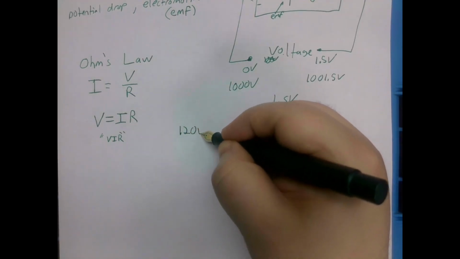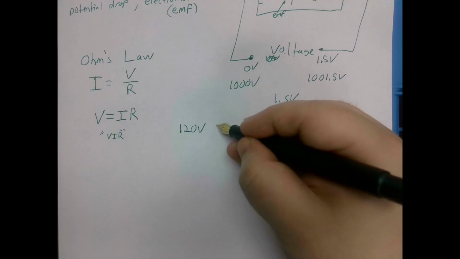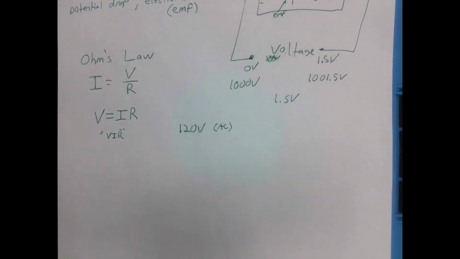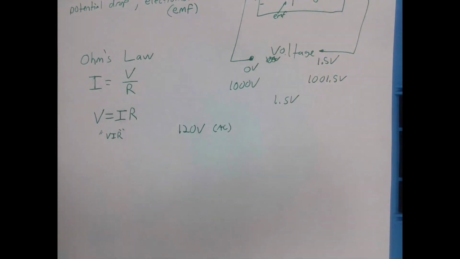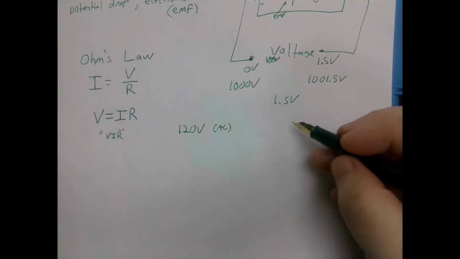120 volts. However, note this is AC, alternating current. It's constantly going from, the current is constantly switching. So it's constantly turning on and off. It looks like this.